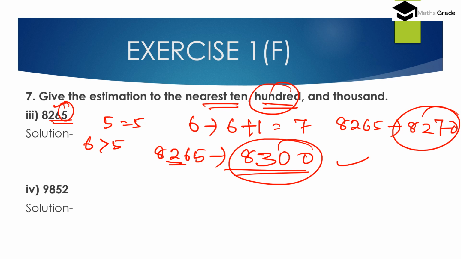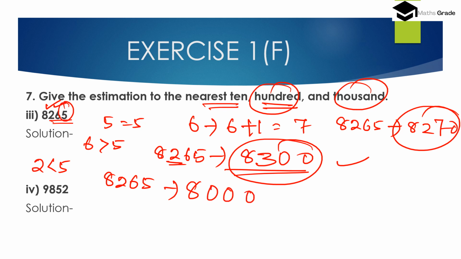Now we have to round this number to the nearest 1000. When we round any number to the nearest 1000, we first look at the hundreds place value digit. Here the hundreds place value digit is 2. 2 is less than 5. So don't add 1 to the thousands place value digit. Just write down 8 as it is. Don't add 1 to 8. So this 8 as it is, and this 2 changes to 0, 6 changes to 0, 5 changes to 0. Now 8265 rounded up to the nearest 1000 is 8000.